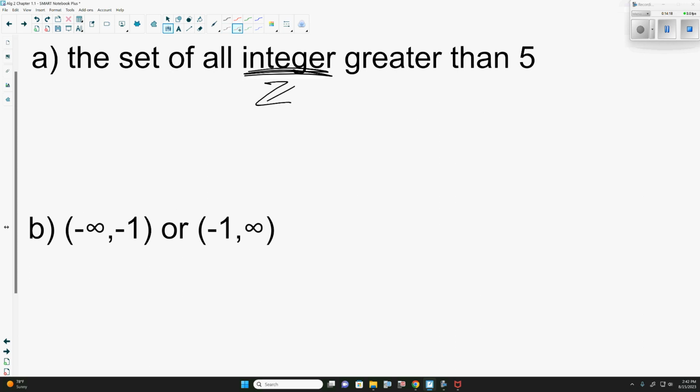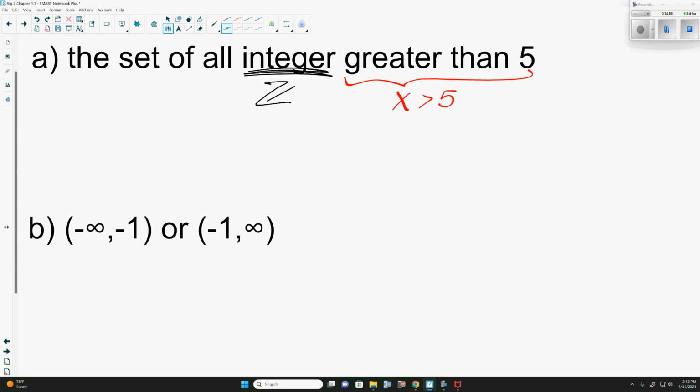Do we have any description on what kind of numbers we're looking at besides it being integers? Yeah, they're greater than 5, yes? So this is our other half of it. Now, a lot of times when we're dealing with these here, we can't use intervals. We've got to use inequalities. So greater than 5, we would say what? x is greater than 5. Okay? Any questions on this so far?